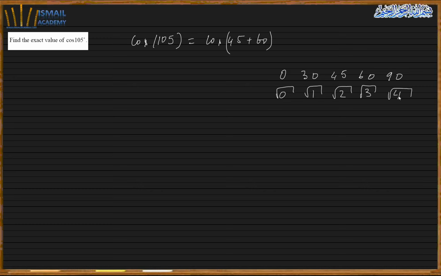This will give you, by the way, the sine output. Then you divide the whole thing by 2. For the cosine, you do the opposite direction. If here you start from 0, the cosine starts with 4. Then you take the square root of each and divide by 2.